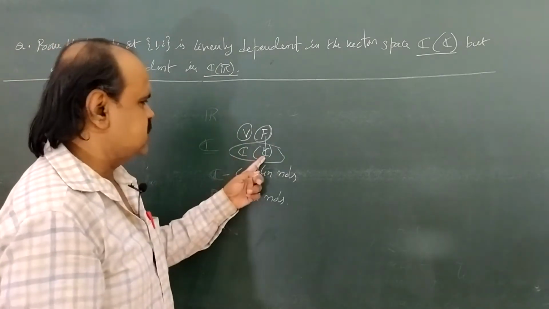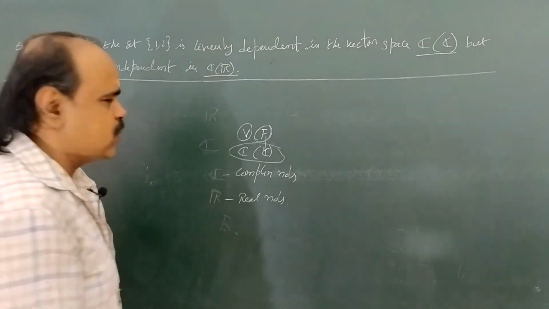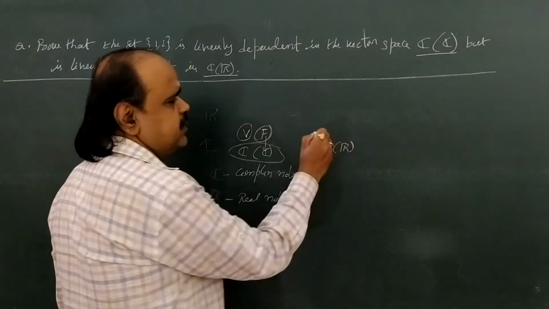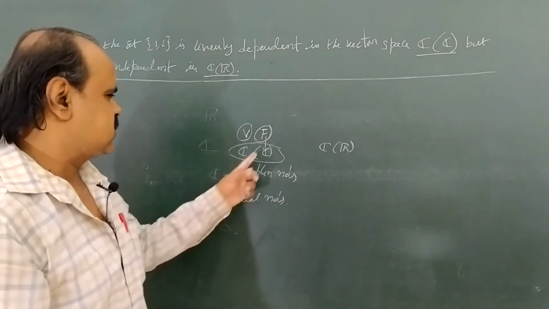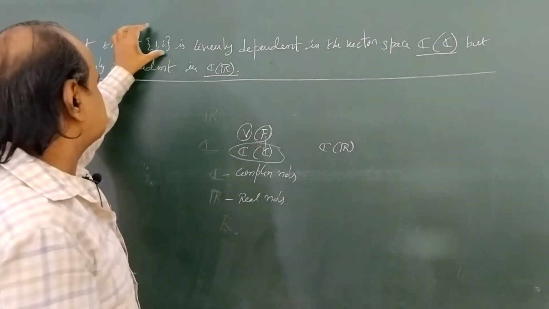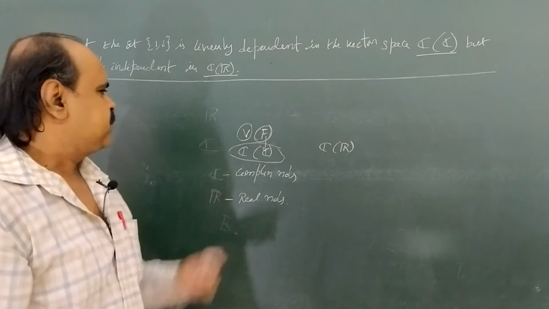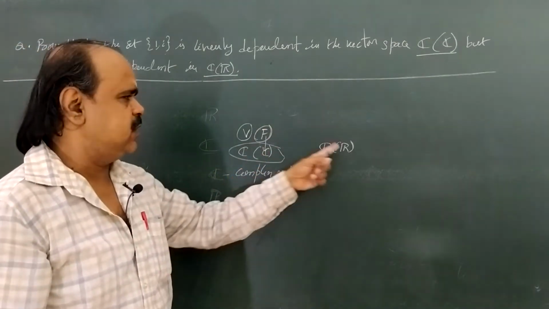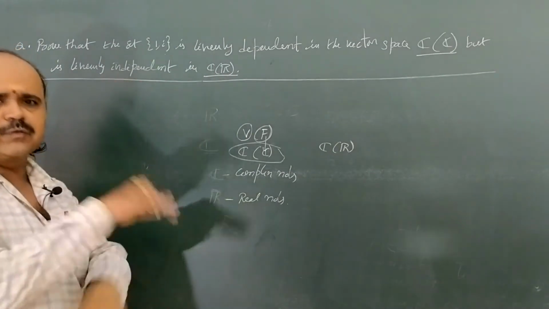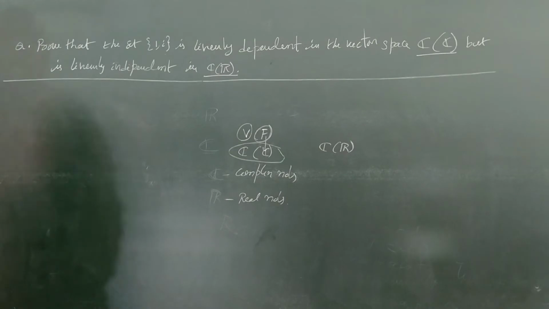Okay. In C of C, the set 1 comma i is linearly dependent, but we are going to prove the same set is linearly independent in C of R. If the field of scalars is changed from complex plane to real line, then the set also changes from linearly dependent to linearly independent. కాంప్లెక్స్ ప్లేన్ నుంచి ఫీల్డ్ ఆఫ్ స్కేలర్స్‌ని రియల్ నెంబర్‌గా మారిస్తే అప్పుడు ఈ సెట్ కూడా లీనియర్లీ డిపెండెంట్ నుంచి లీనియర్లీ ఇండిపెండెంట్‌గా మారిపోతుంది. That is what we are going to prove. Okay, now come to the answer.